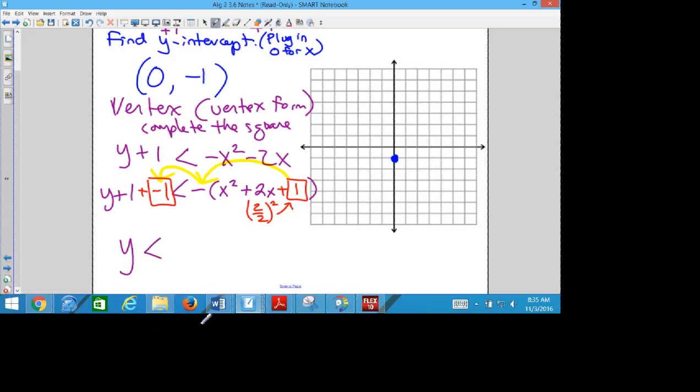Okay, on the left side, we've got y plus 1 minus 1, so just y. And then on the right side, we have negative, and then we have to factor x squared plus 2x plus 1. How does that one factor? X plus 1, good. And that's review of what we've already done in here, so I expect that should come kind of fast now.